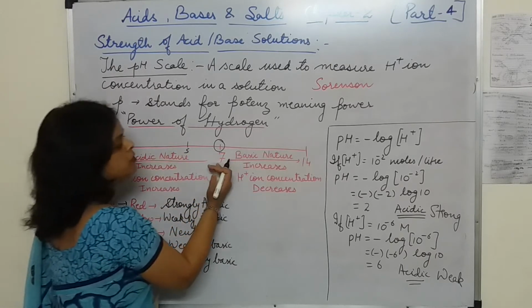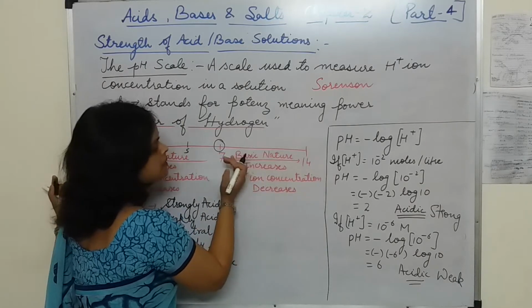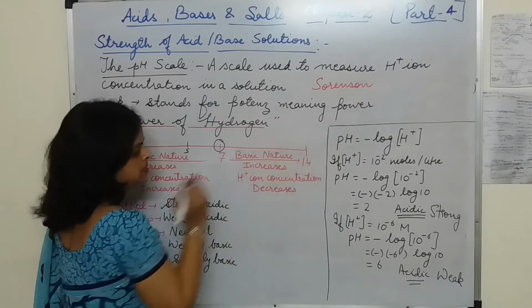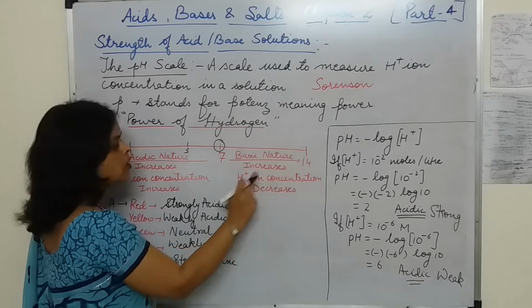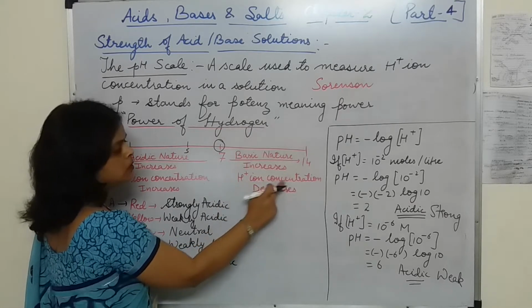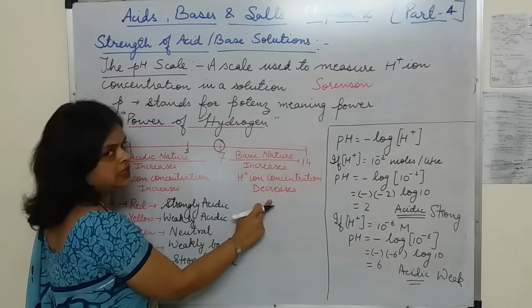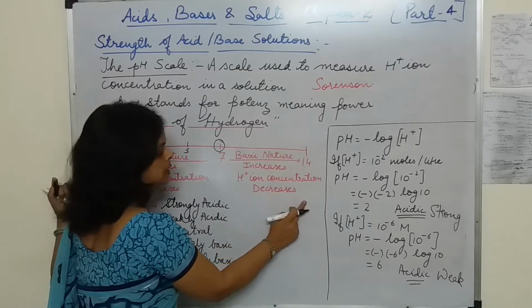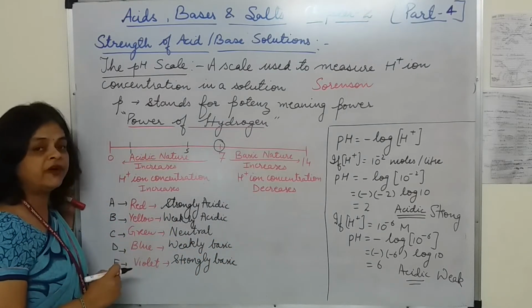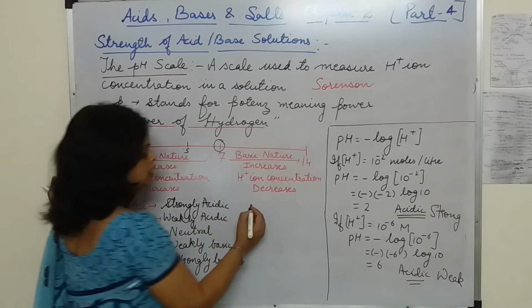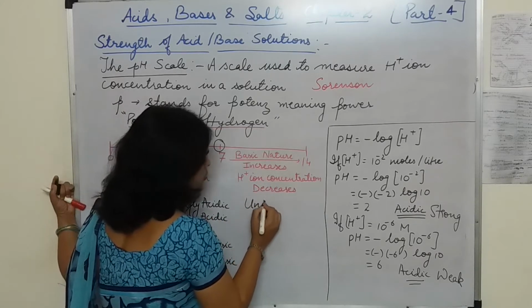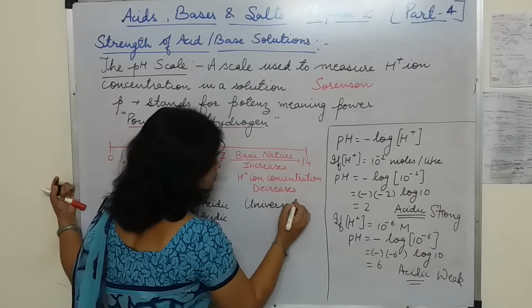Similarly, when you move from 7 to 14, here the basic nature increases, or you can say acidic nature decreases, or H plus ion concentration decreases. That means the acidic nature decreases. Now, how to find out the pH of the solution? This is the question. In the laboratories, there is universal indicator.